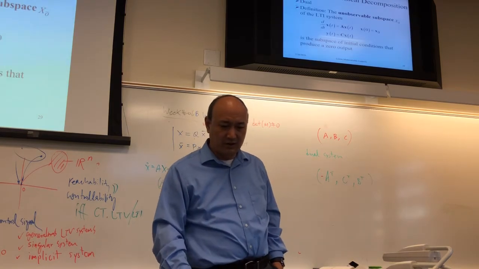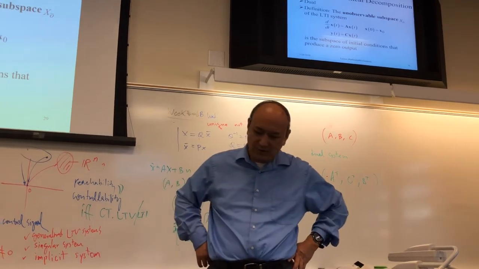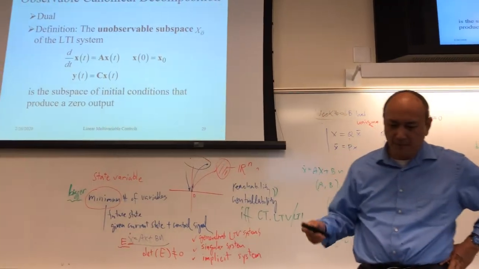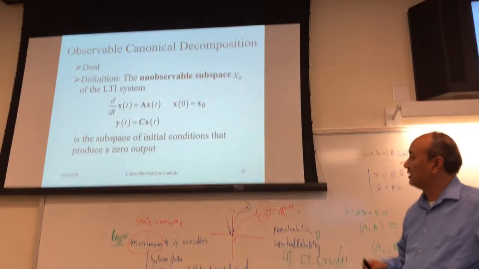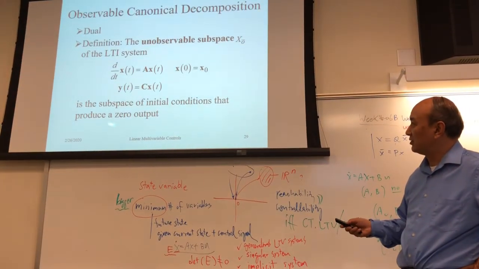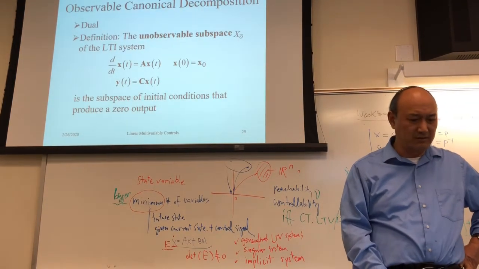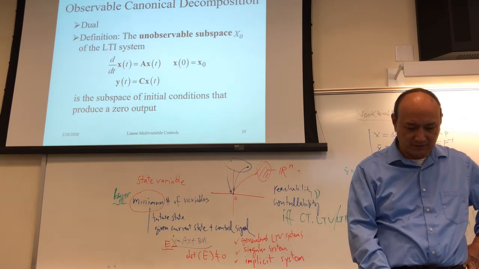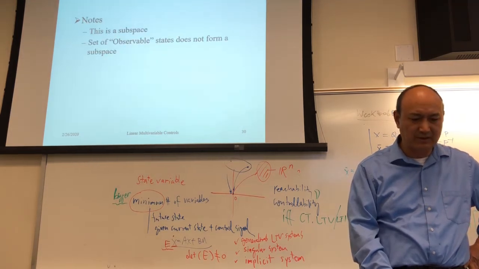So let's see how we can do that. Again, we define the unobservable subspace, so only focus on A and C. Initial conditions that produce a zero output. So it's not observable. Remember that. Of course, it's a subspace.